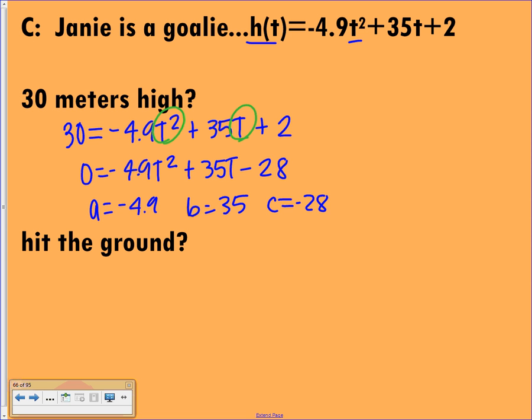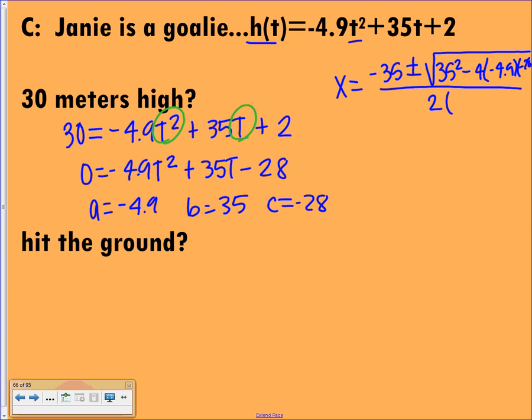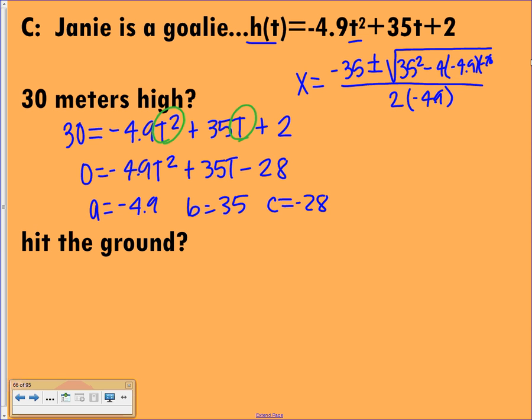Okay, so we plug it into the formula. X equals the opposite of B, so negative 35 plus or minus the square root of B squared, so 35 squared minus 4 times A, which is negative 4.9, times C, which is a negative 28, all over 2 times A, which is negative 4.9. Okay, so let me see if I can slide that over so you can see that that's a negative 28 at the end. Okay, so first step here is to find out what is underneath the square root. So that is the discriminant.